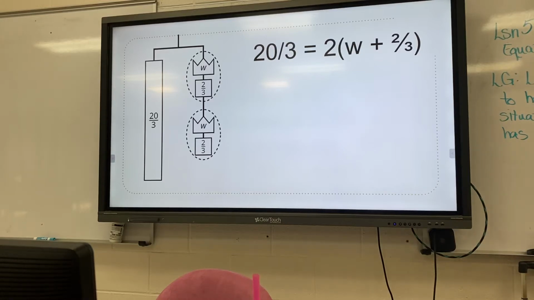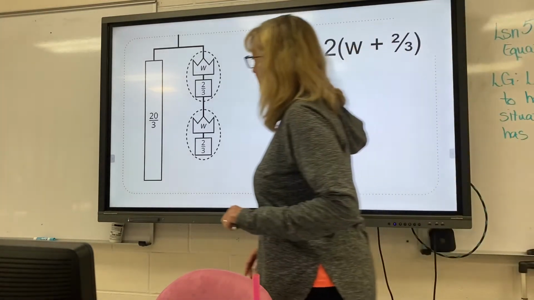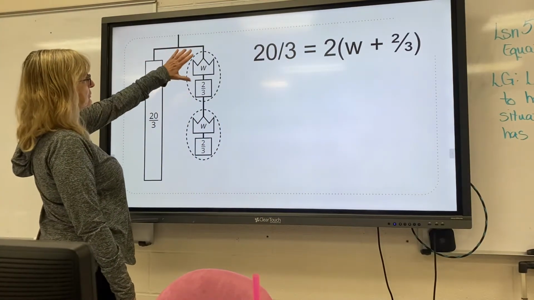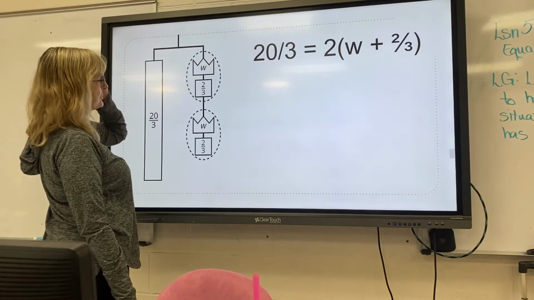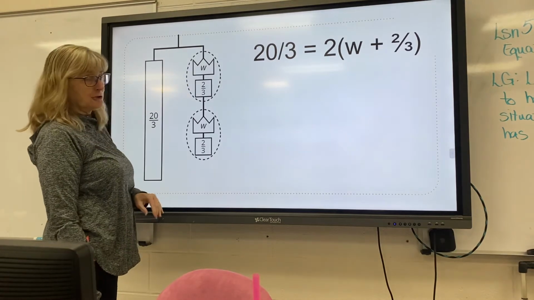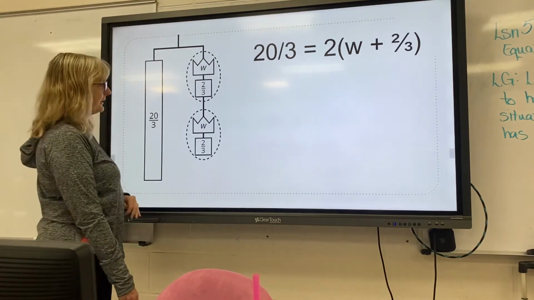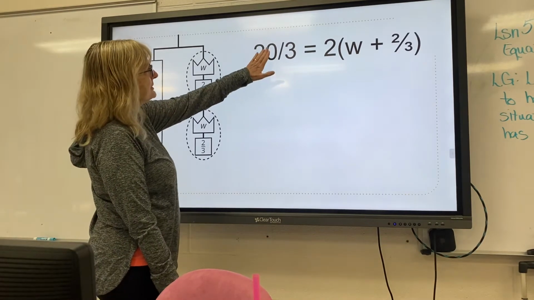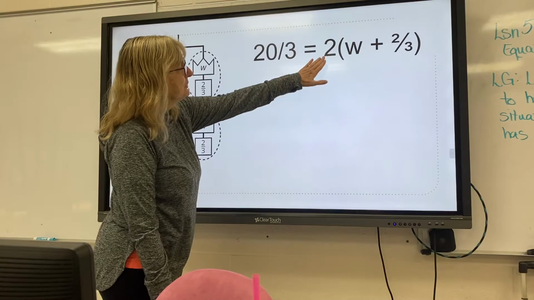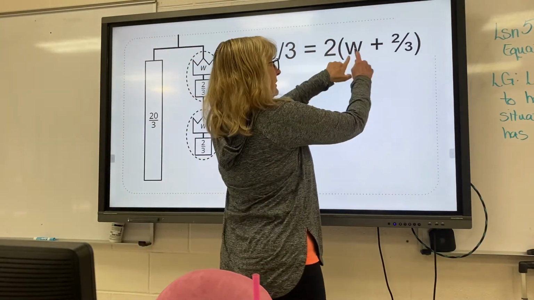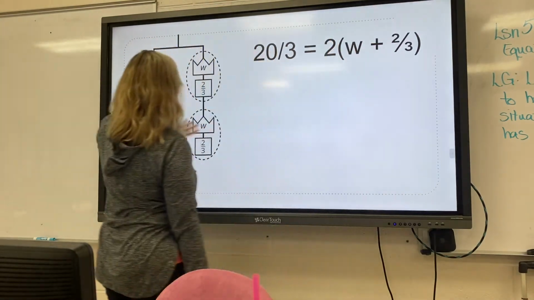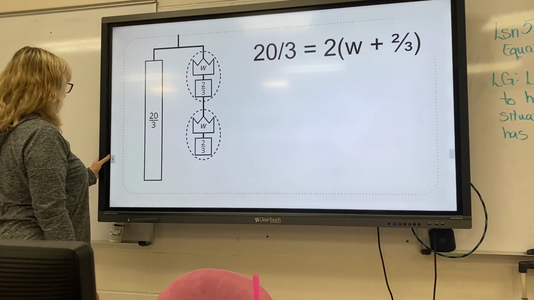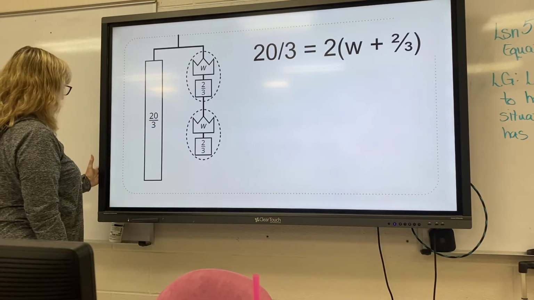So this is the last one. Looking at this, we have 20 thirds balanced with two groups of W plus 2/3 fractions. Y'all are gonna say I don't like fractions. That's okay, we're gonna work with them. And if you notice, the equation says 20 thirds equals two groups of W plus 2/3. So this represents that. So let's start over here with the hanger diagram.